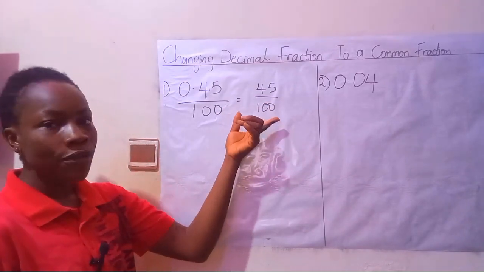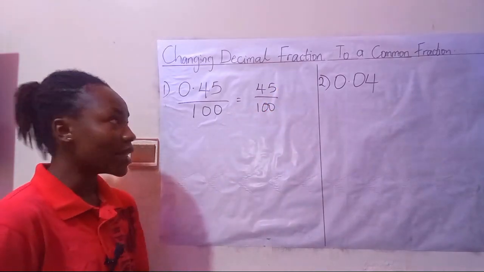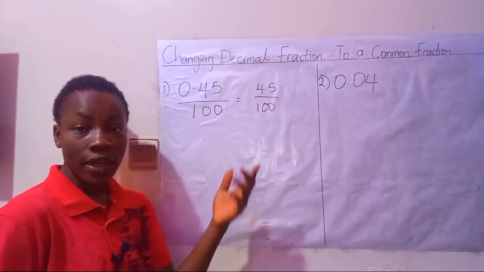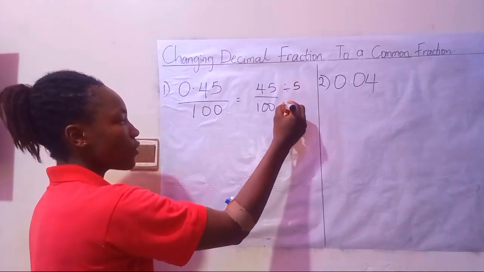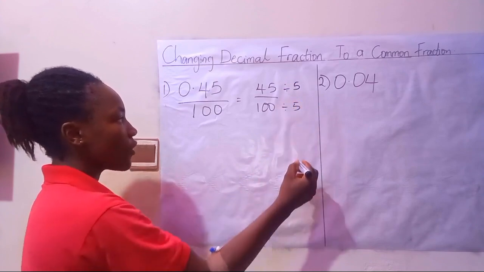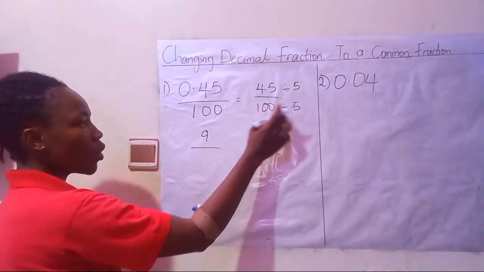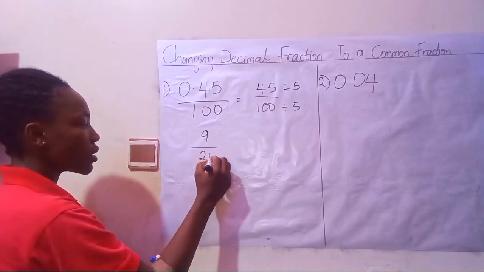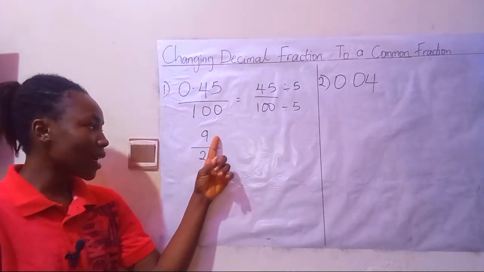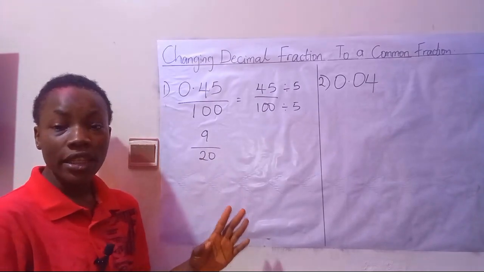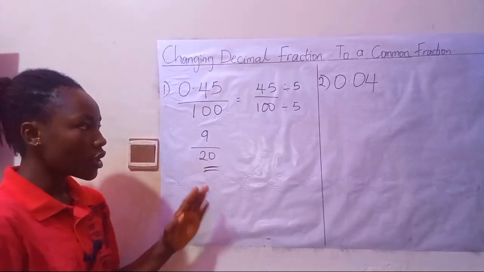So let's look for a factor of 45 and 100. We will notice that 5 can divide 45 and 5 can also divide 100. So we are dividing them by 5, 45/5 and 100/5. When we divide this, we are going to get 9 over 20. Looking at this, there is no number again that can divide 9 and 20 without a remainder. So this now becomes our final answer for this particular one.